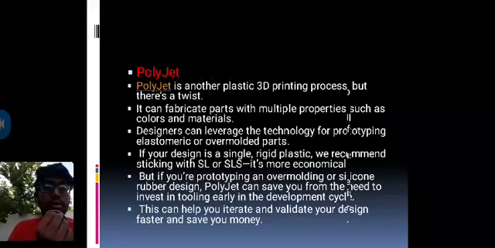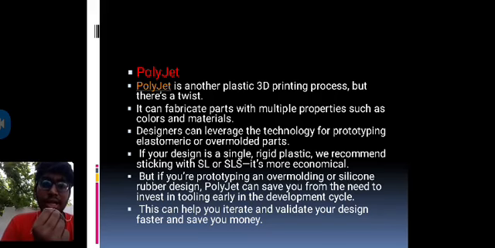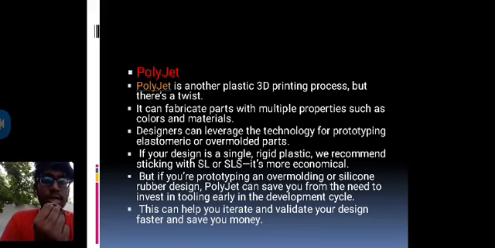Okay, next topic, PolyJet. PolyJet is another plastic 3D printing process, as we discussed, but there's a twist. It can fabricate parts with multiple properties such as colors and materials.